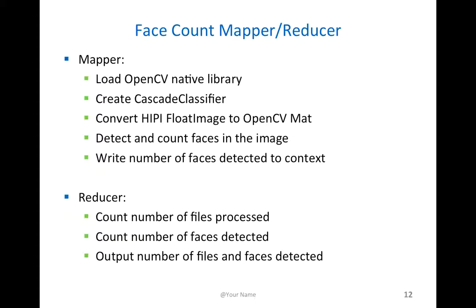The mapper function in FaceCount MapReduce program loads the OpenCV native library, then creates a cascade classifier, converts the HIPI float image to OpenCV matrix, and then detects faces and counts the faces in the image. And then finally it routes the output number of faces detected to the context, which is used by reducer to count the number of files processed and faces detected. Then finally the output is returned to HDFS.